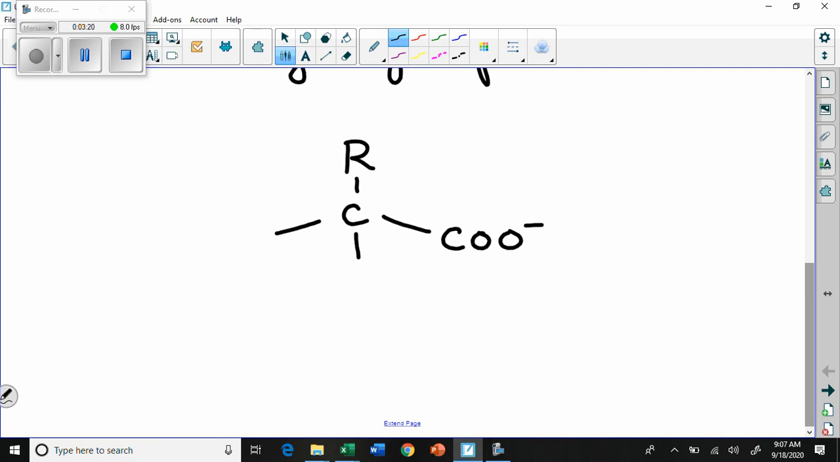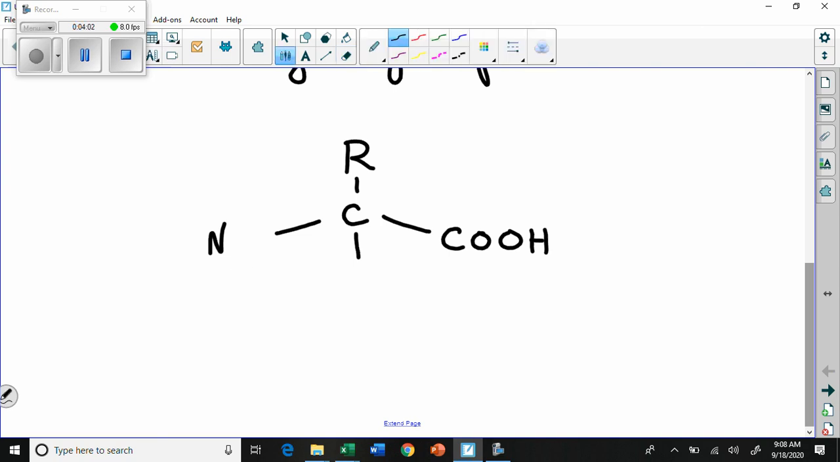Actually, you know what? Because we're going to be attaching these later, perhaps we should draw it in its regular form, not the ionic form. COOH, like that. And then over here, we would have the amino group, the NH2. We could draw it this way. There's the amino functional group. But it's more convenient to draw it as just NH2.